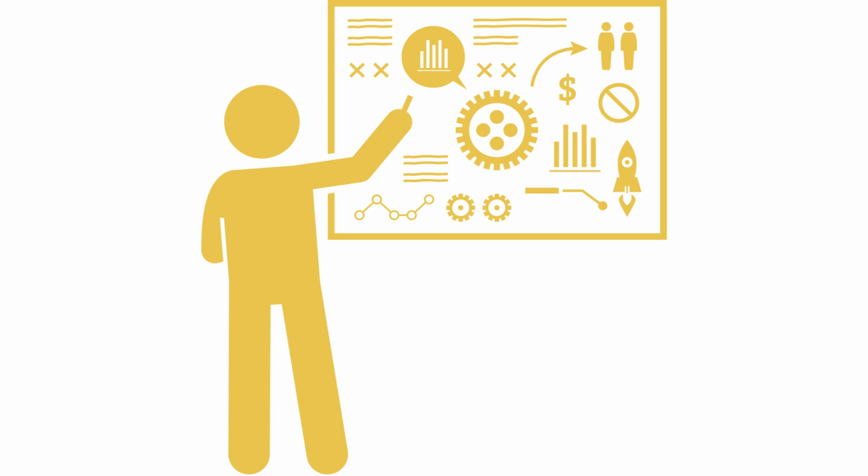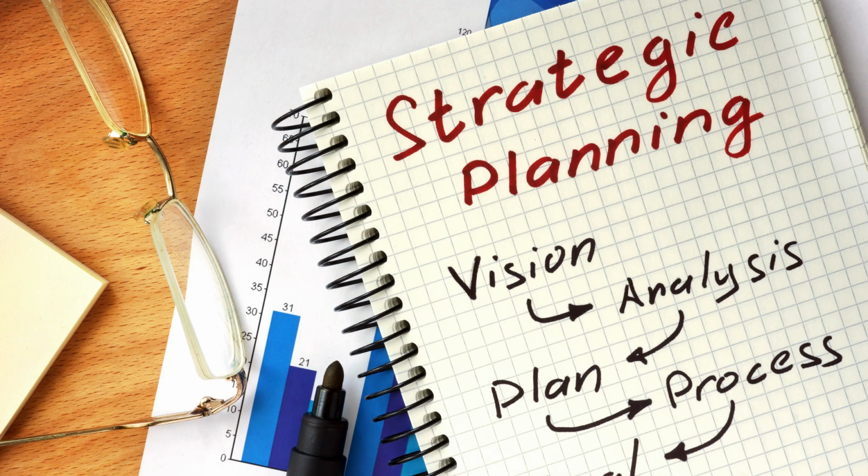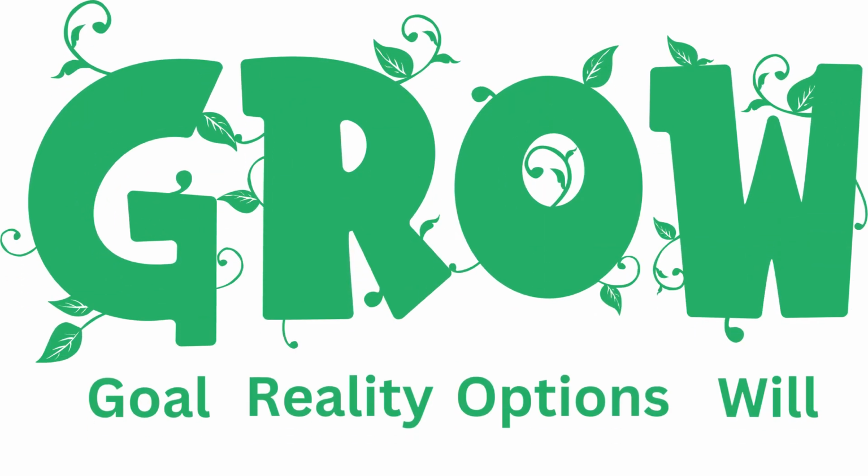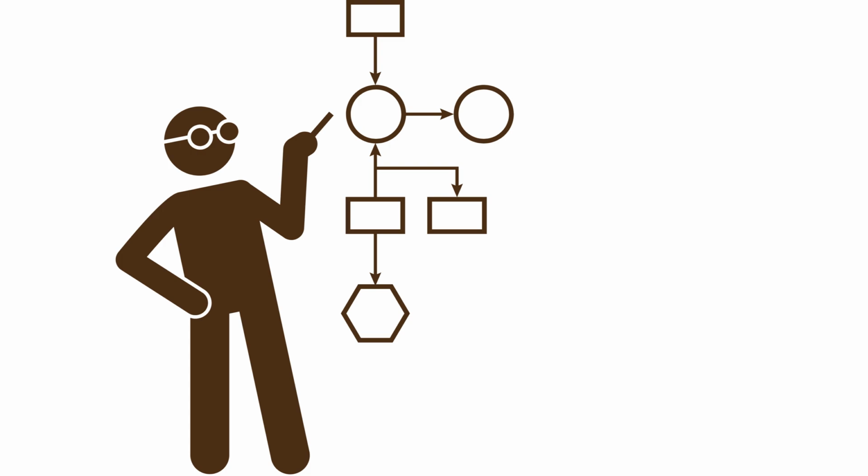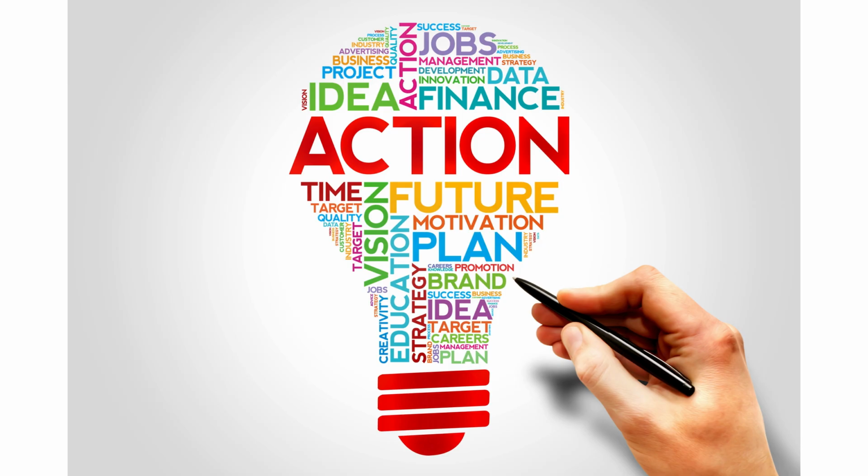5. Action planning stage. In the action planning stage, individuals translate their career goals into actionable steps, developing a strategic plan to achieve their objectives. The GROW model, which stands for Goal, Reality, Options, and Will, provides a structured framework for setting objectives and identifying the necessary actions to accomplish them.